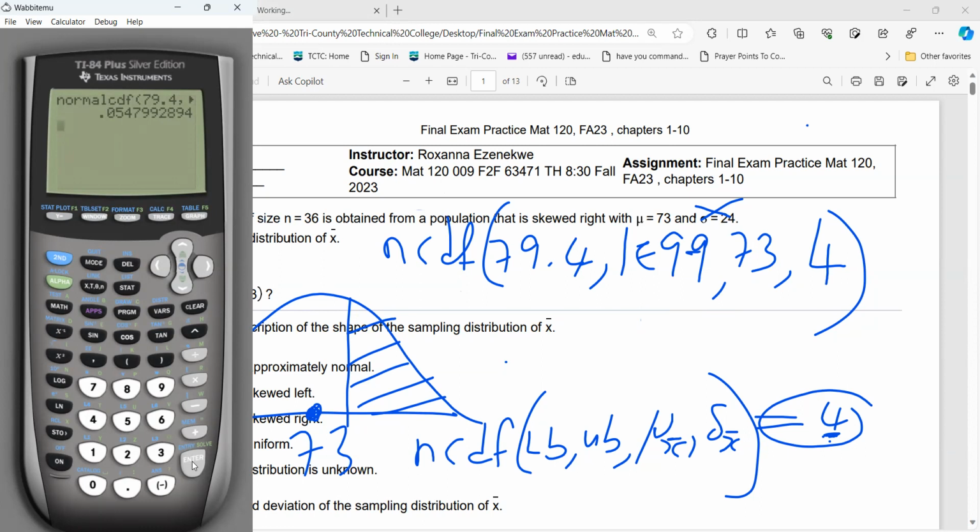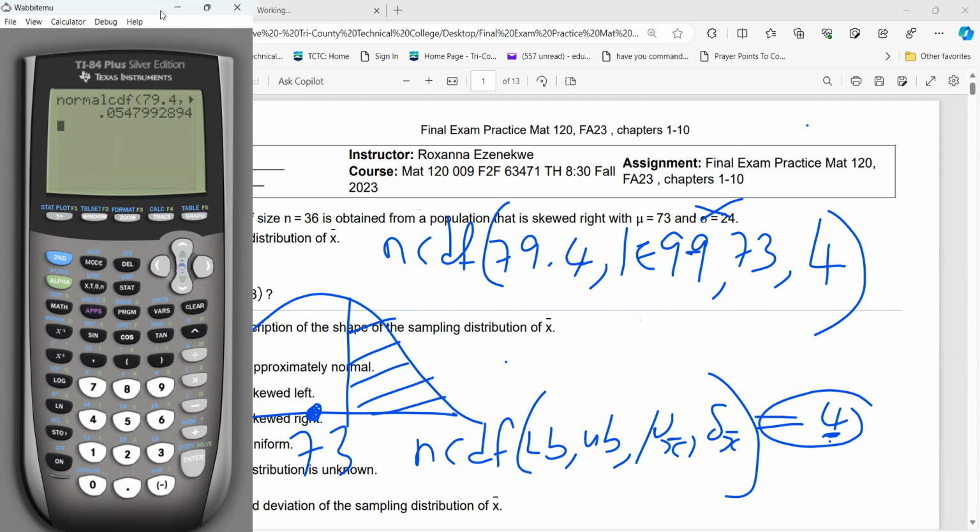Therefore, the probability that the mean there is greater than 79.4 is 5.48%. If I'm told to leave my answer in decimal, okay, let me see. Let me see if my answer is, I want to see the number of decimals. I don't even think they told me the number of decimals. So I can just put my answer either in decimal.